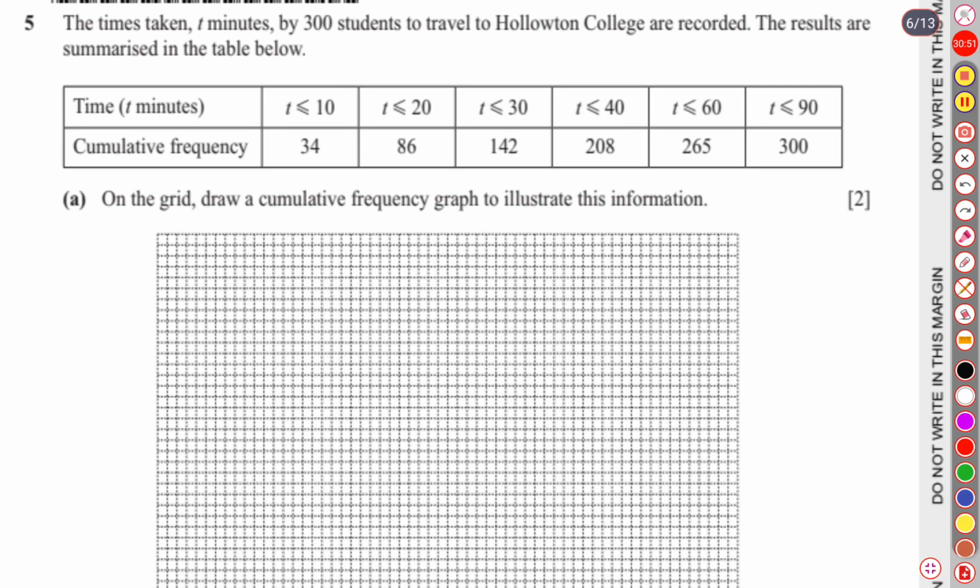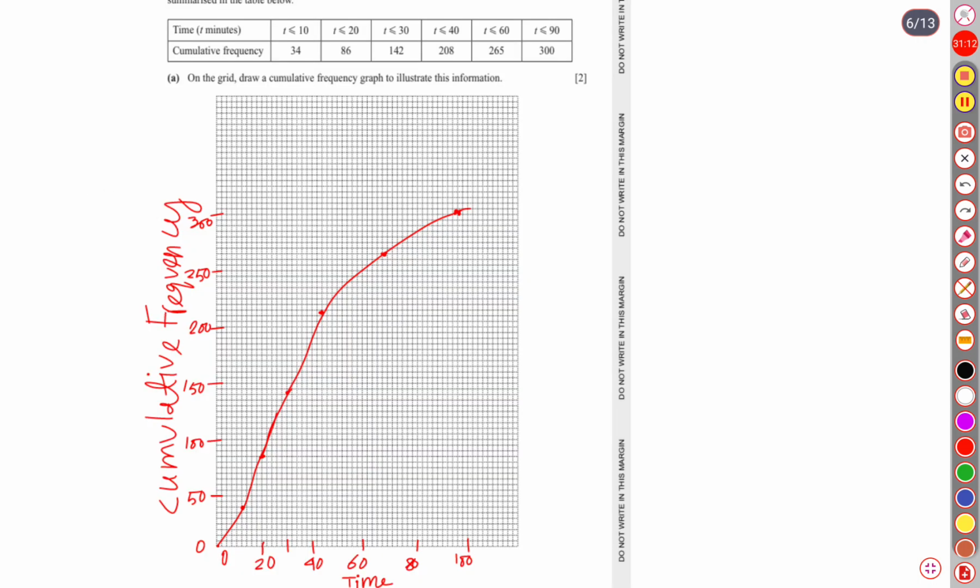It says the times taken, T minutes, by 300 students to travel to Hollowton College are recorded. The results are summarized in the table below: time T minutes and cumulative frequency. On the grid, draw a cumulative frequency graph to illustrate this information. Let's solve this. Well, this is the cumulative frequency graph. It is not 100% accurate, but I tried my level best to make it as perfect as possible.